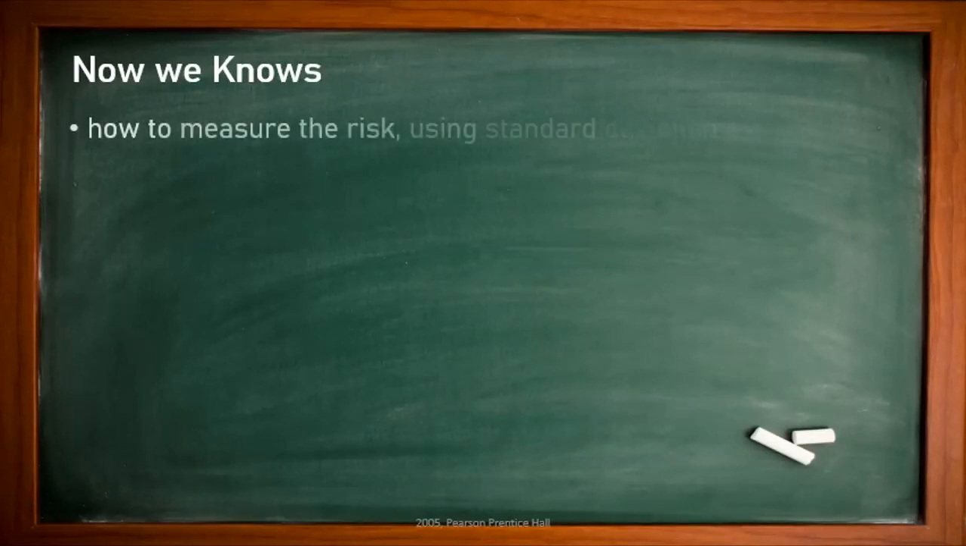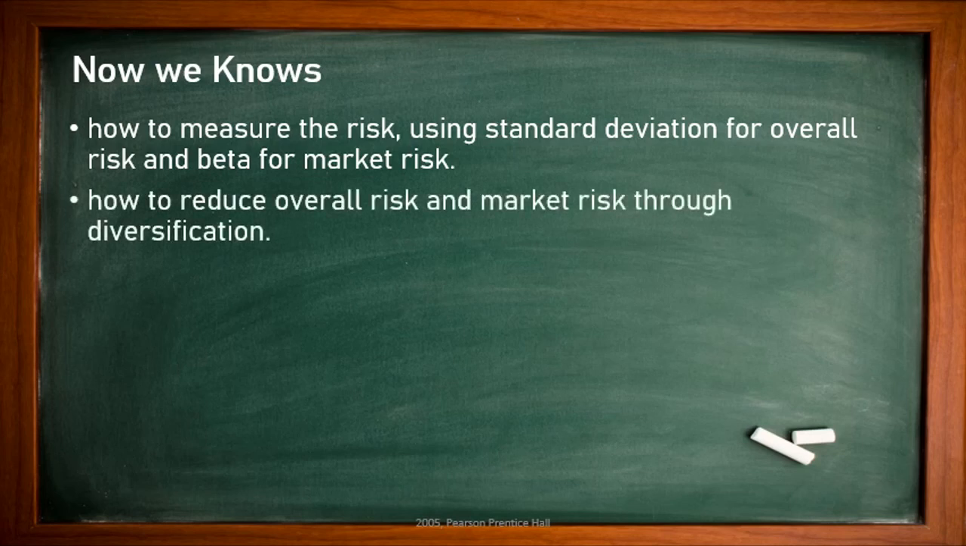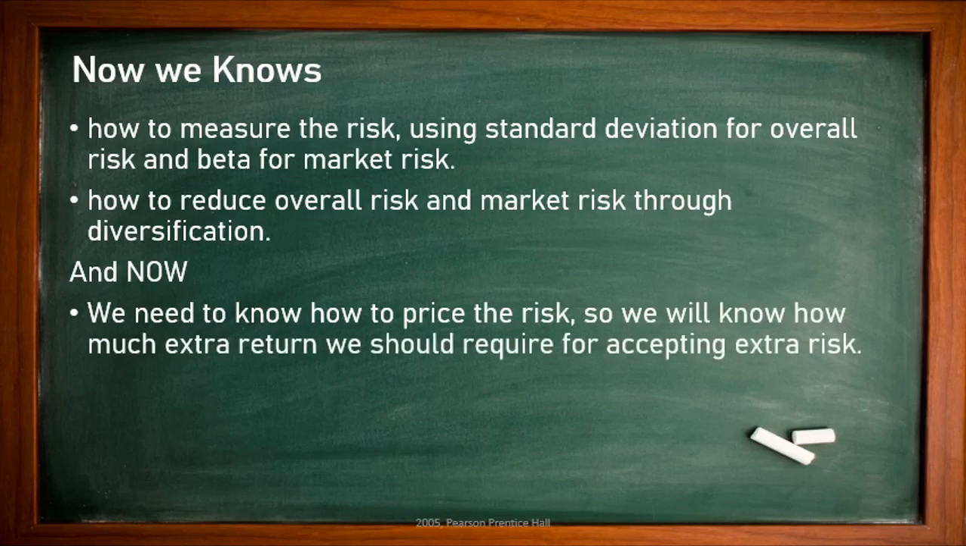Now we know how to measure risk using standard deviation for overall risk and beta for market risk. We discussed this before, so now we are experts in this. You are also. We know how to reduce overall risk and market risk through diversification. We also get to know that we can increase the number of securities in our portfolio so we can diversify the risk. And now we need to know how to price the risk. So we will know how much extra return we should require for accepting extra risk.